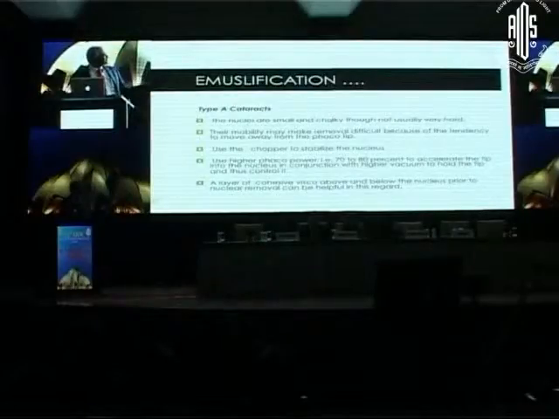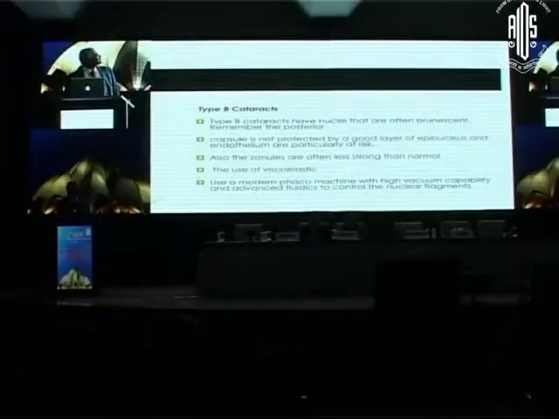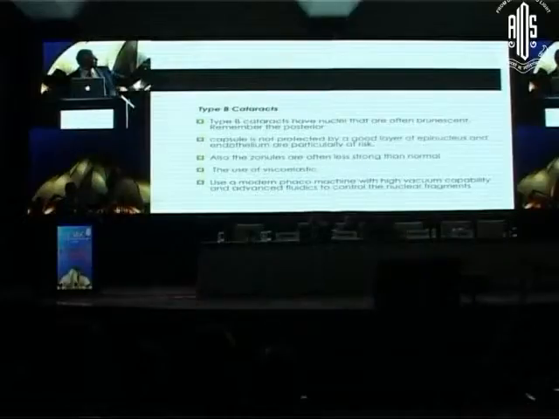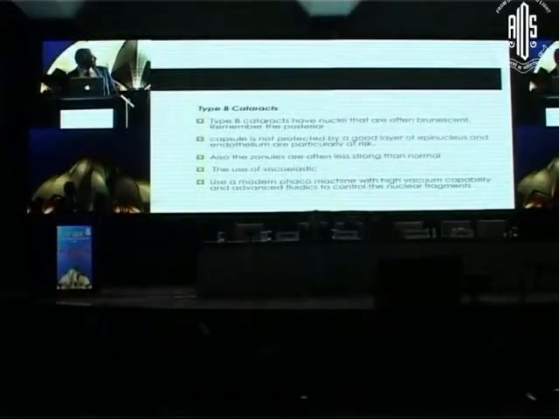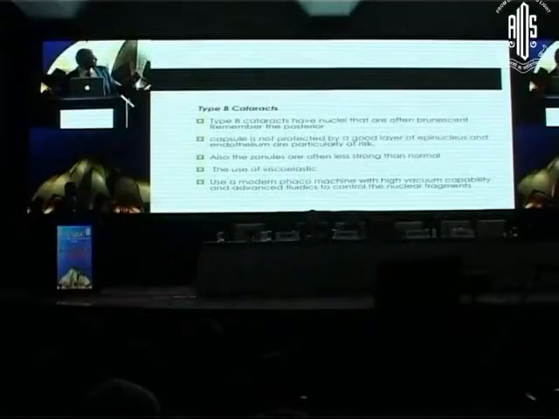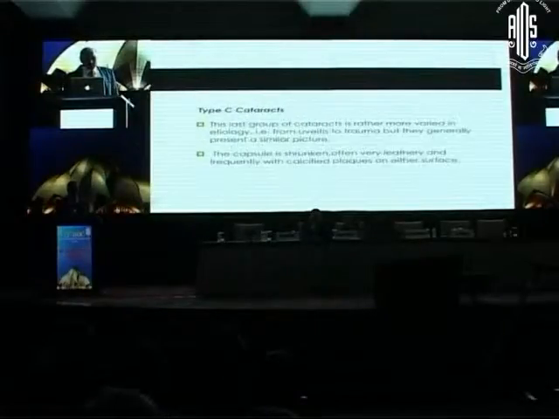Now you have seen these 4 types of cataract. Type B, this cataract has nuclei that are often brunescent, and remember it is always in the posterior portion and difficult, and the capsule is not protected by a good layer of the epinucleus. Also the zonules are often less strong than normal because of the hypermaturity. And use of viscoelastics and use of modern phaco machines will be much useful.